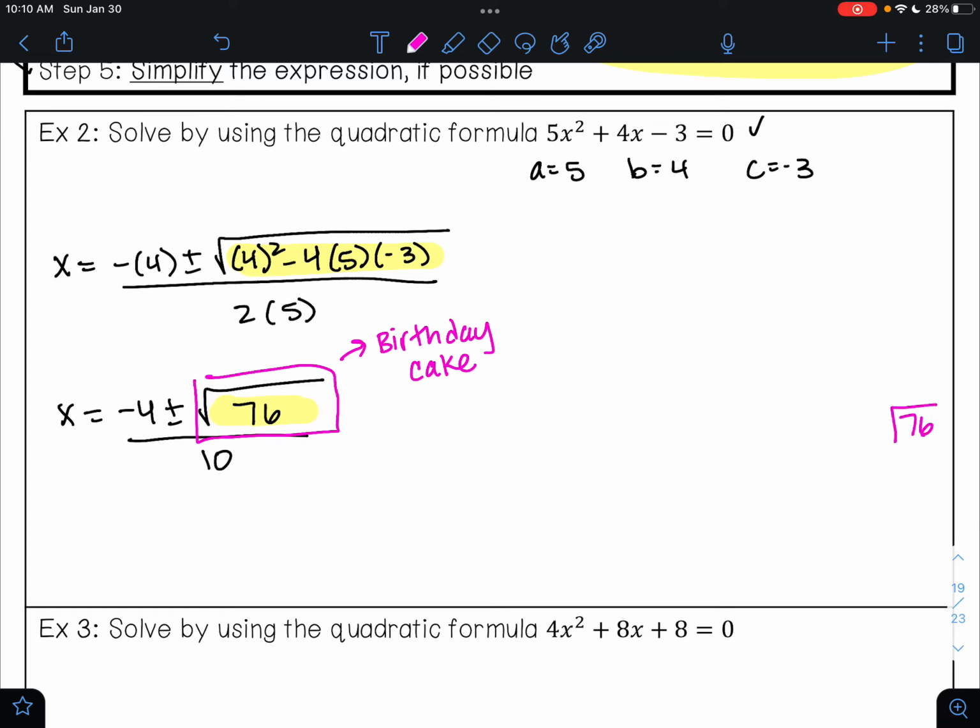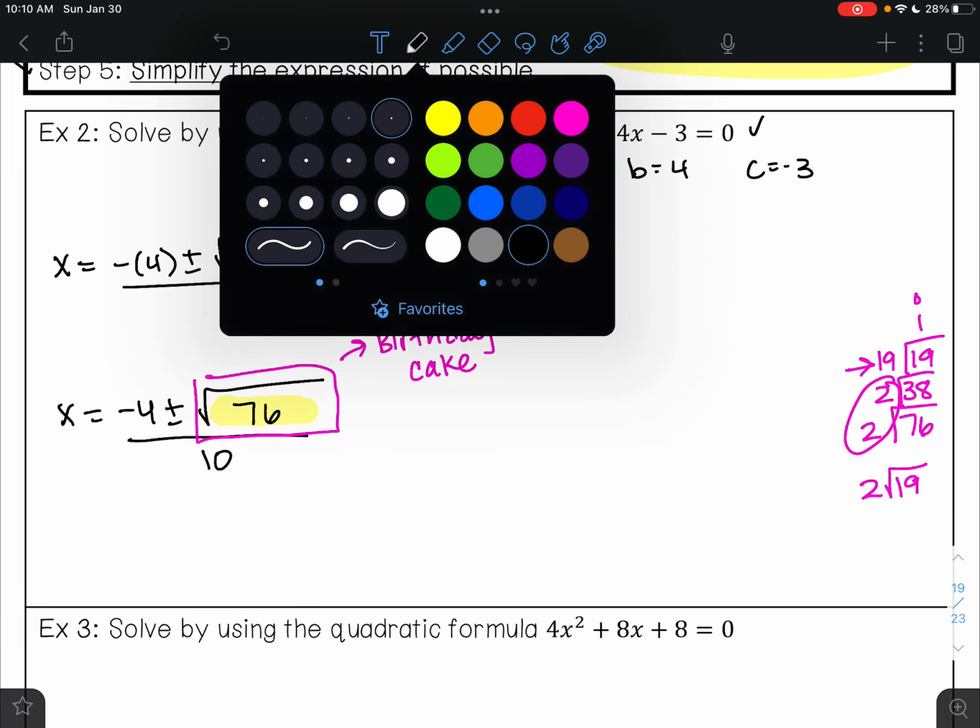The smallest prime number that goes into 76 is 2. It goes in 38 times. The smallest prime number that goes into 38 is 2. It goes in 19 times. The smallest prime number that goes into 19 is 19. It goes in once. When you get to 1, you're done. That's the candle to your cake. So I have a pair of 2's that can leave the square root symbol. 19 does not have a pair, so 19 will stay inside of the square root symbol.